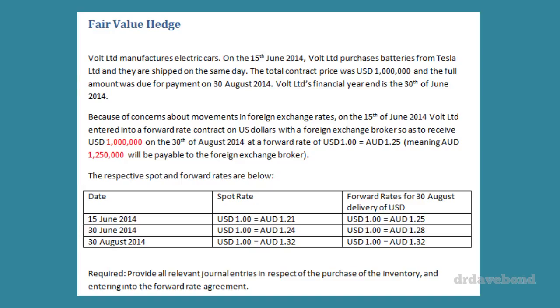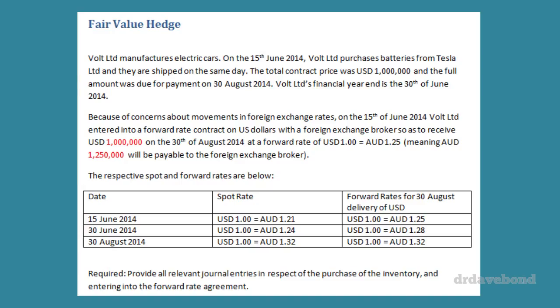and this is the hedge. Because of concerns about movements in foreign exchange rates on the 15th of June, the same date that they actually purchased the batteries, they entered into a forward rate contract. So the hedge begins at that point as well. It is a contract in US dollars with a foreign exchange broker, to receive $1 million US on the 30th of August 2014. So this is when settlement is going to take place.